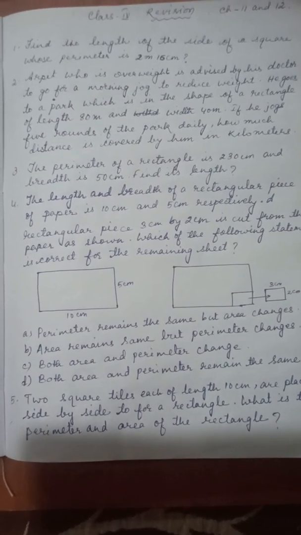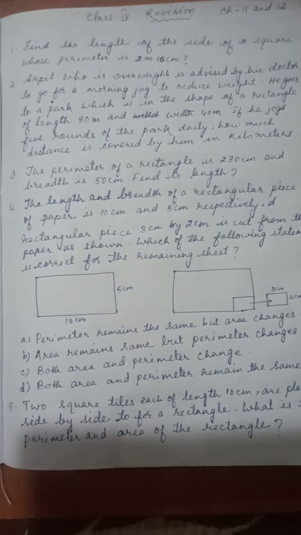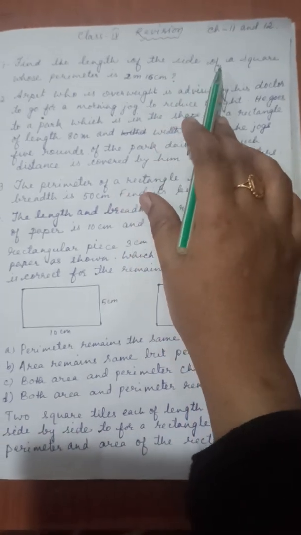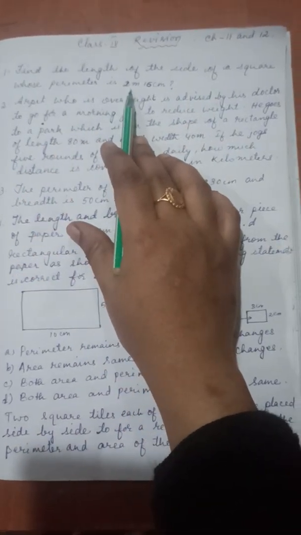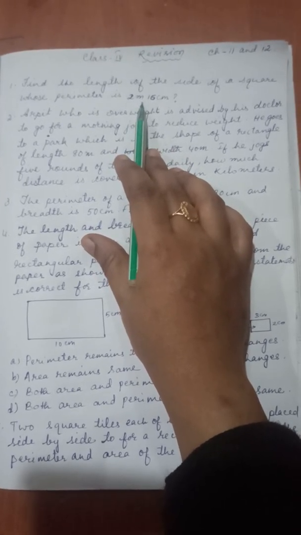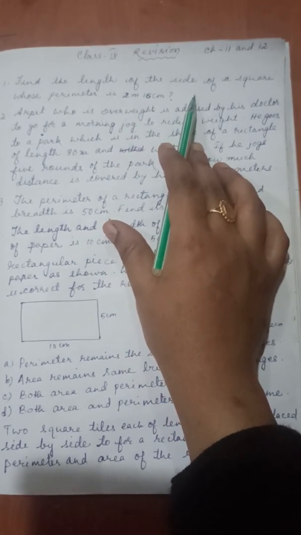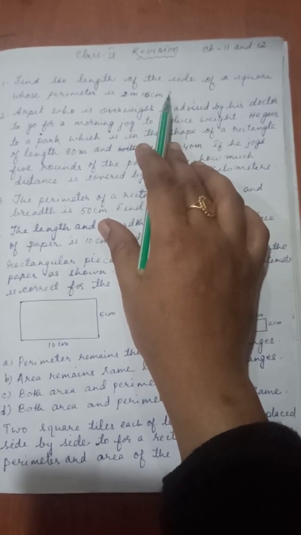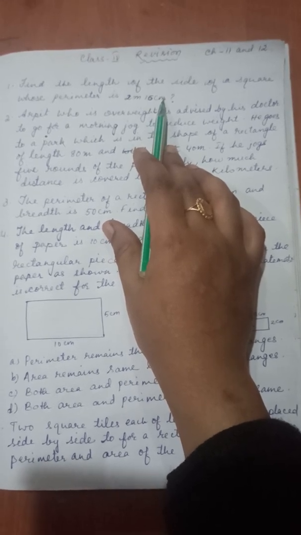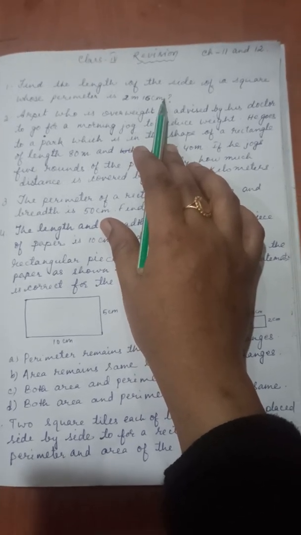In today's class we are going to discuss a few questions on chapters 11 and 12 for your revision. So here the first question is, find the length of the side of a square whose perimeter is 2 meters 16 centimeters. So children, here the perimeter of the square is given and you need to find the length of the side of the square. So you have to do the formula application here. We know that the length of the side of a square can be found by dividing the perimeter by 4. Okay, so you can use this formula to find the length of the side.